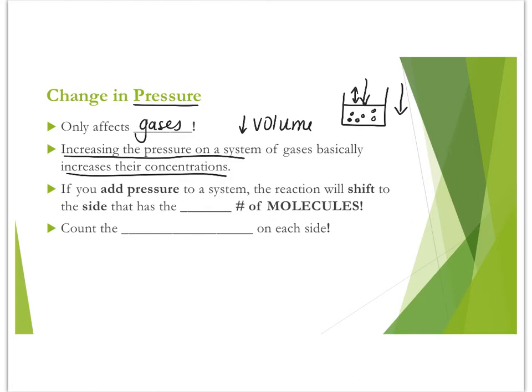So the rule of the pressure change is that if you add pressure to a system, the reaction will shift to the side that has the least number of gas molecules. Now, how do I know? By looking at the equation. You look at the coefficients, the total coefficients of gases. So you count your coefficients and you shift to the side that has less for the total number of coefficients.